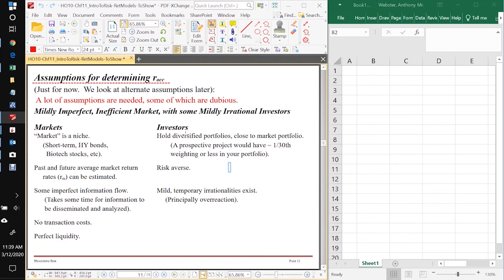And you'll see as we go on in the term, the more sophisticated our models get, the more assumptions we need, and the more dubious or even bogus assumptions we're going to have to put into the models to make them work.